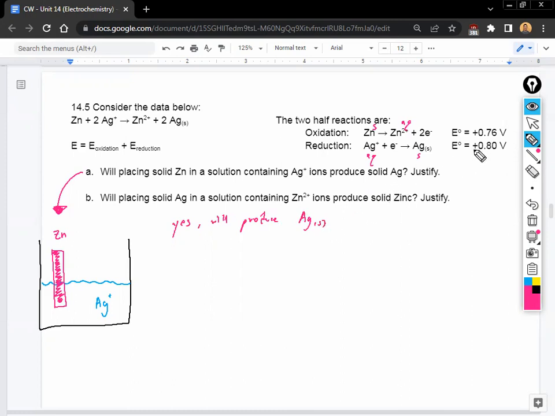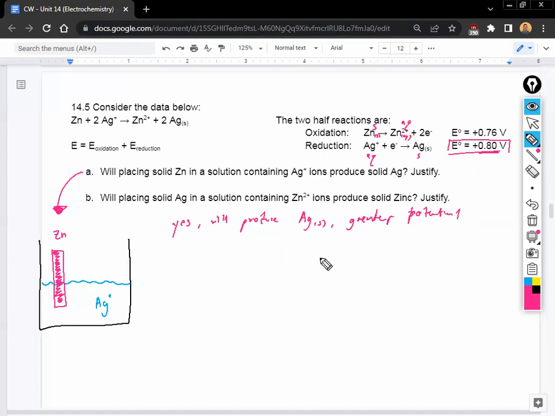If you take a look at the potentials, going from aqueous to solid silver has a greater potential than if we went from solid zinc to aqueous. And since this is more likely to happen, you can just write has greater potential. Dang, I can't even write. Okay.